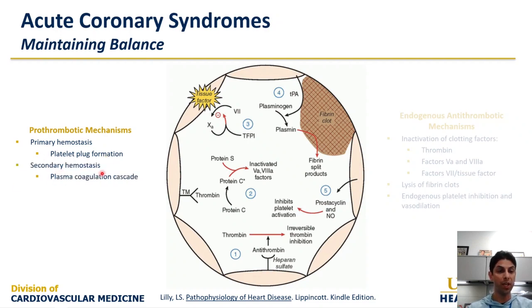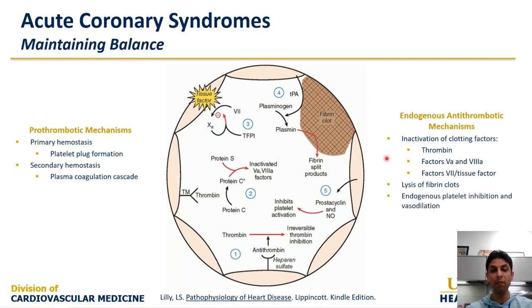And then we have secondary hemostasis, which is mediated by plasma coagulation cascade factors, as you've learned a lot about in your hematology course. Now we'll talk about this briefly, but the purpose of this lecture is not to focus on the coagulation cascade. On the other hand, we have endogenous antithrombotic mechanisms. These mechanisms result in inactivation of clotting factors, including thrombin, factor 5A, factor 8A, and factor 7 and tissue factor. There's also lysis of fibrin clots, and there's endogenous platelet inhibition and vasodilatation that takes place.